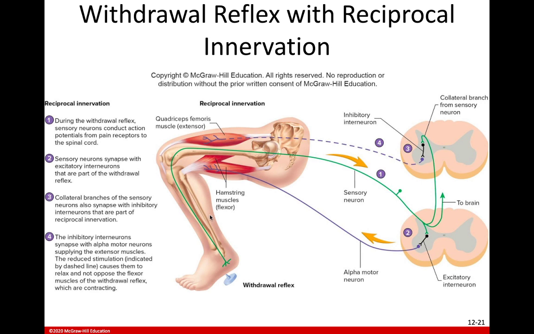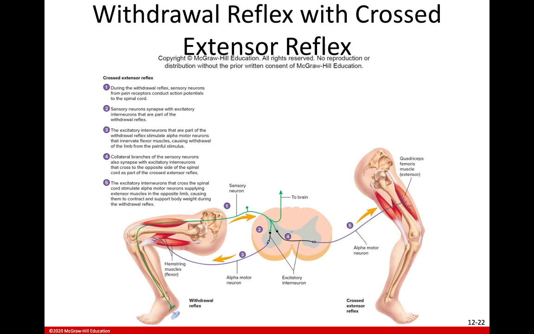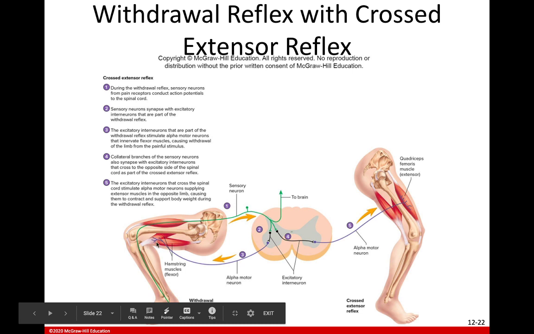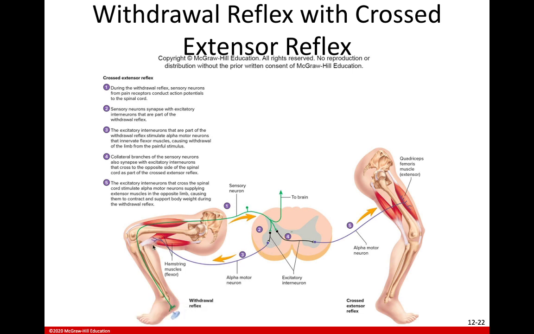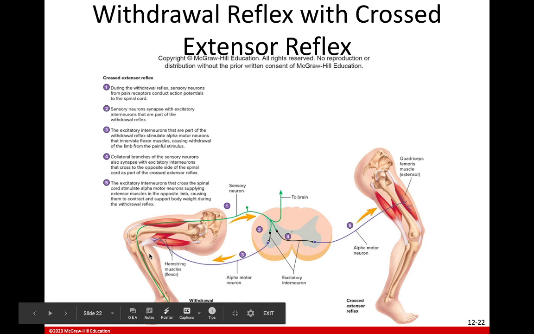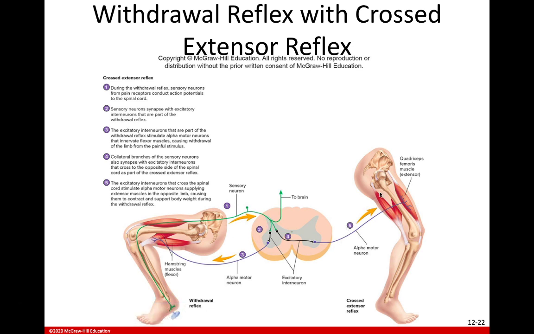So that's reciprocal. At the same time, you're stimulating your flexor muscles to contract. You're also stimulating your extensor muscles to relax. That makes for a more efficient withdrawal response. Okay, the other thing is, again, this is in a lower limb. Not only do we want to synapse with an excitatory neuron to contract the flexors, we want to relax the extensors in our, this looks like it's probably our left leg. At the same time, we also need to stimulate these muscles in our right leg to contract to hold us up when we pull this left leg away.